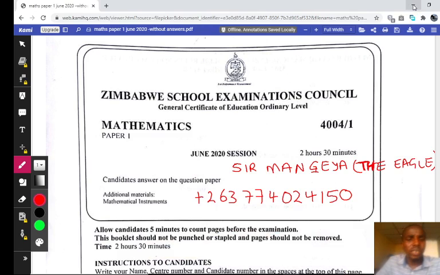Alright, so this one is the second part of ZIMSEC, that is Zimbabwe School Examination Council O Level Mathematics. It's June 2020, question paper 1. Please try to follow step by step and try to understand for the sake of your exams, right? It's actually a nice paper, nice working.